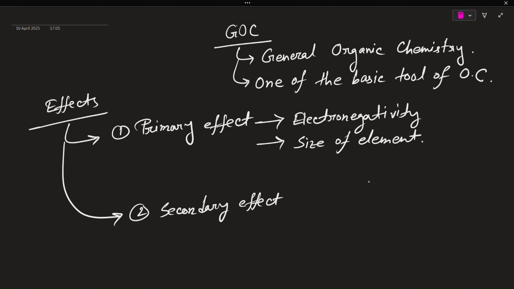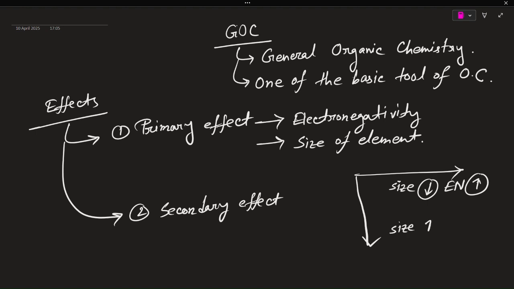In the periodic table, if we go left to right, size decreases and electronegativity increases. Whereas if we go top to bottom, the size increases due to the increasing atomic number and electronegativity decreases.